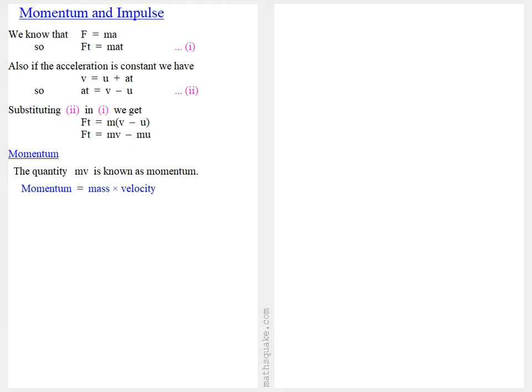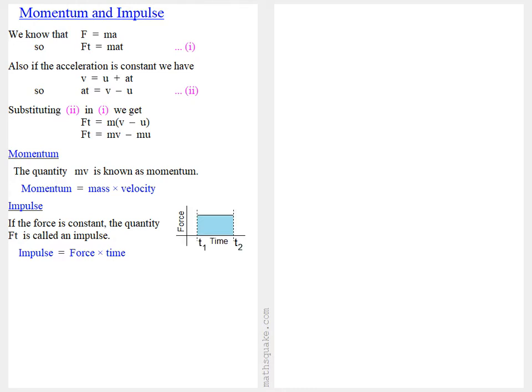Now the other quantity in the above equation is Ft. This introduces the idea of impulse. If the force is constant, the quantity Ft is called an impulse. So the impulse is the force times the time. Now if the force is not constant, we can still have the idea of an impulse, but it's a bit harder to define. If we drew a graph, force against time, then the area under the graph would be force times time, which is the impulse. So the impulse is the area under the graph.